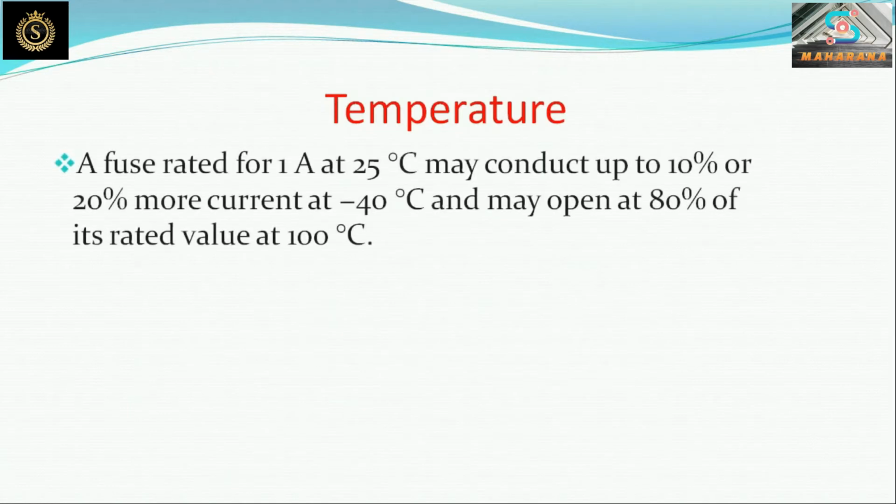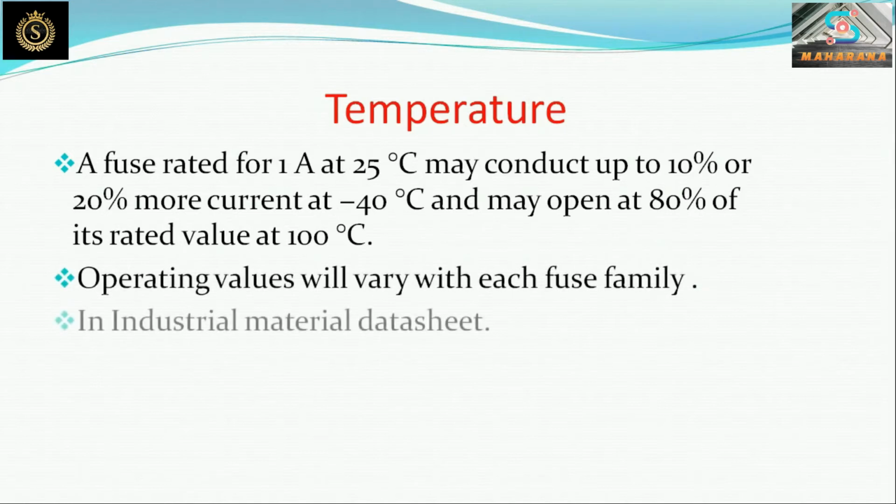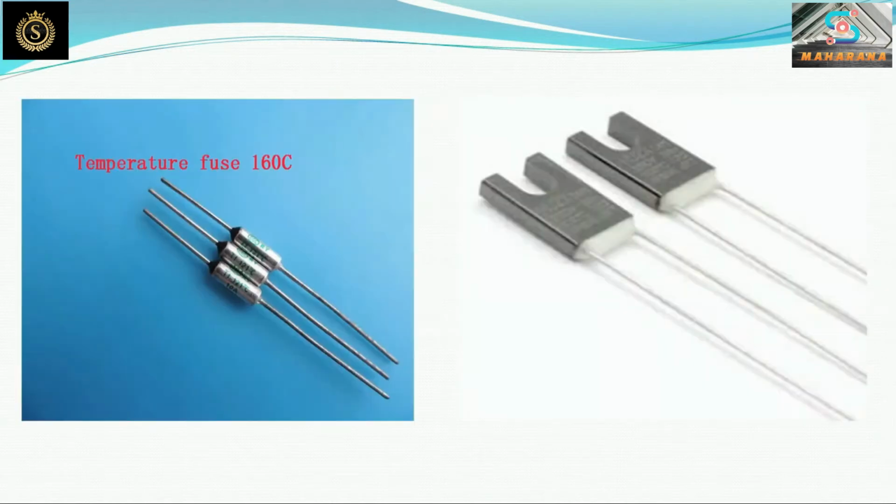Temperature. A fuse rated for 1A at 25 degrees Celsius may conduct up to 10% or 20% more current at -40 degrees Celsius and may open at 80% of its rated value at 100 degrees Celsius. Operating values will vary with each fuse family, as given in the industrial material datasheet.